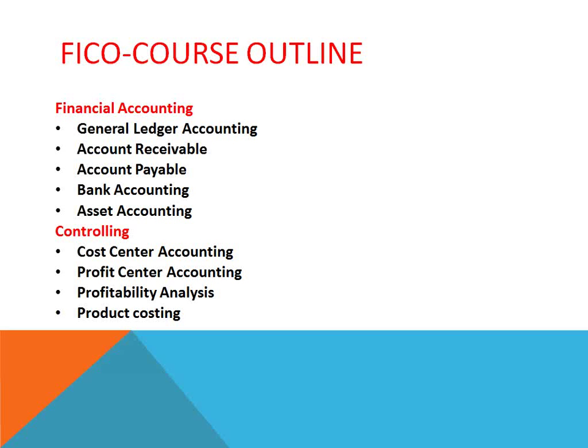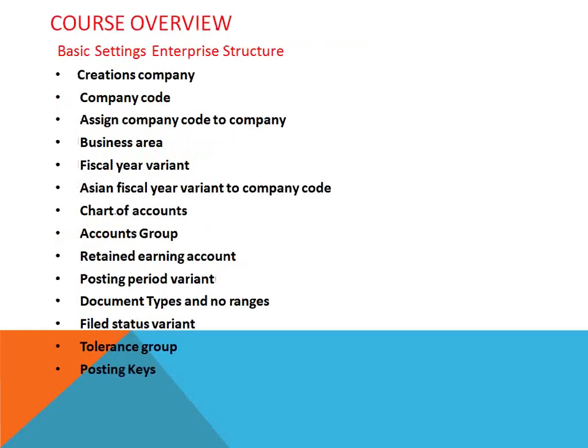Then in controlling, basically we'll cover cost center accounting, profit center accounting, and profitability analysis. Then we are replacing product costing with treasury and risk, called cash and liquidity management, because these guys are interested in cash and liquidity management. So this way, for FI and CO, related information is there.